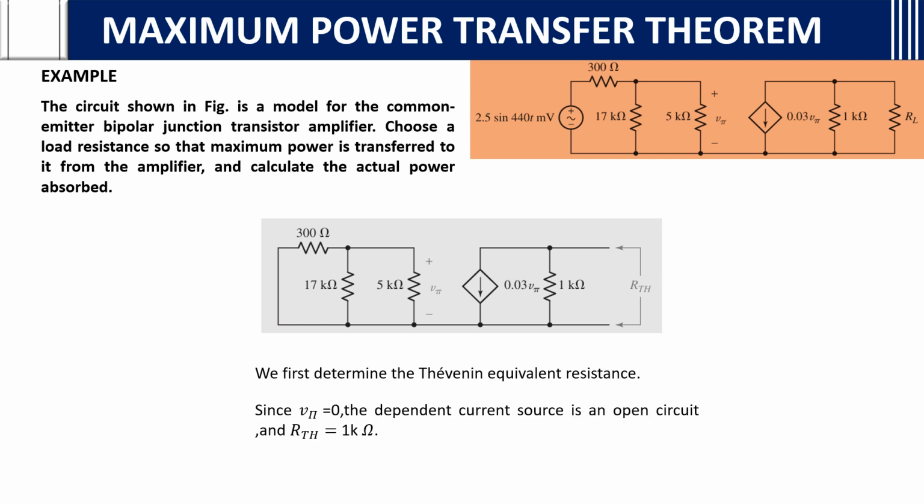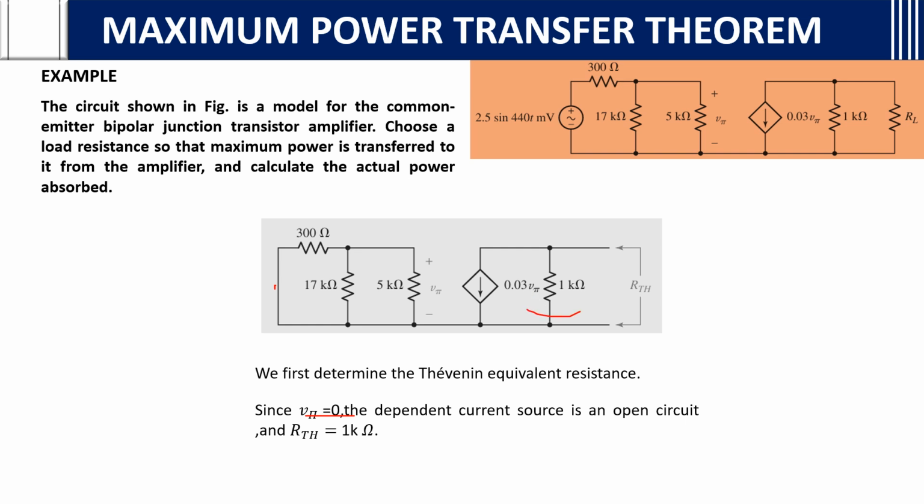As you can see, we first determine the Thevenin equivalent resistance RTH. So, since V pi is equal to 0, why is V pi 0? Here actually there was a voltage source initially present. But as we short circuited to find the Thevenin equivalent resistance, there is no source to give the energy or the voltage. So this V pi will be 0. As V pi is 0, this also will become 0 because it is a dependent source. So 0.03 into V pi they have given. V pi is 0, so this source also will be 0.